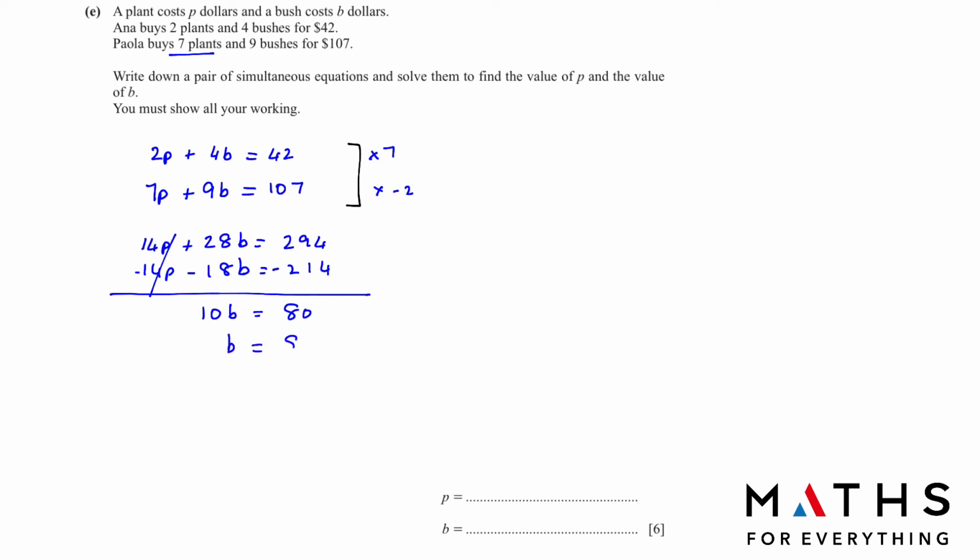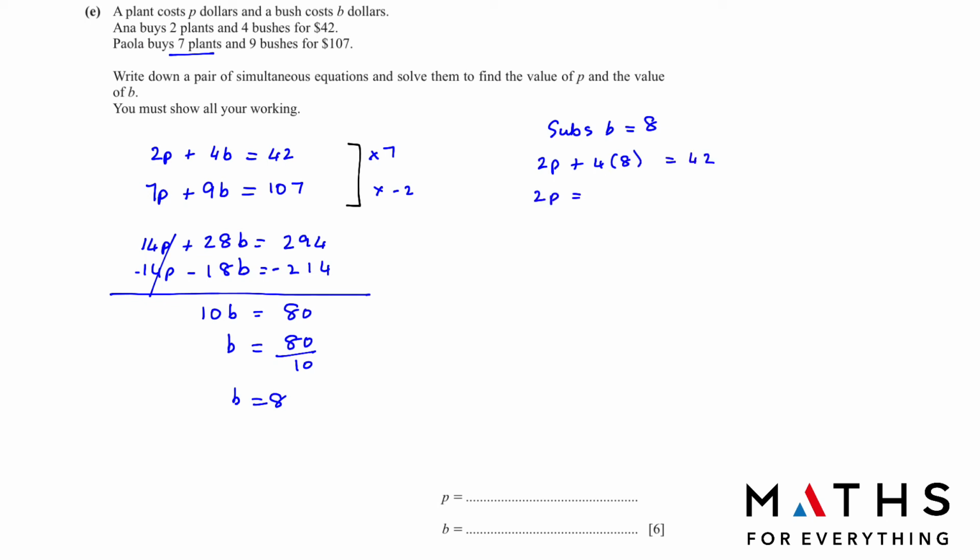To find b, shift the 10 to the other side. It will be in the denominator. We divide it. This will give us b is 8. Now that we found our b, to find p, we are going to substitute in any equation we want. We'll substitute in the first equation. So substitute b is equal to 8: 2p plus 4 multiplied by 8 is equal to 42.